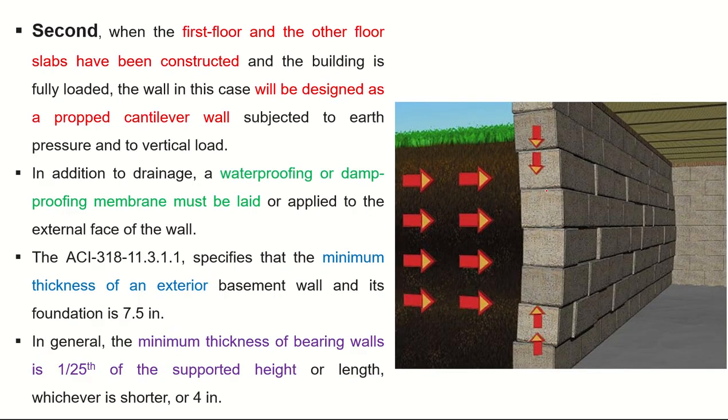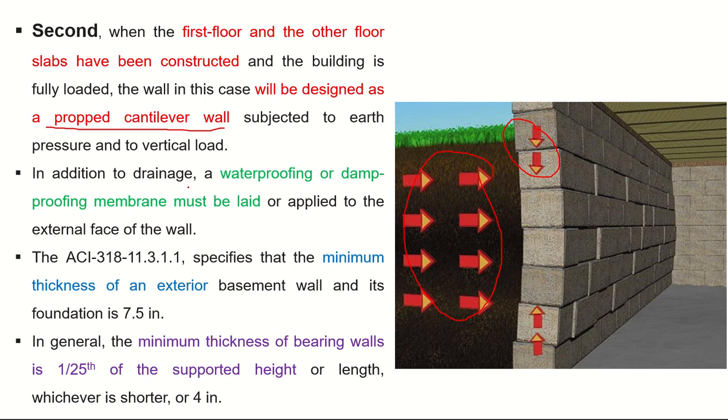The second case is this case. See here, the first floor and other floors above the first floor have been constructed and the building is fully loaded, and then the lateral pressure is applied on the wall. In this case, this wall is subjected to the lateral pressure as well as this vertical pressure, and this is called a basement wall. The wall in this case will be designed as a propped cantilever wall, fixed at the base and hinged at the top, subjected to earth pressure and to vertical load.